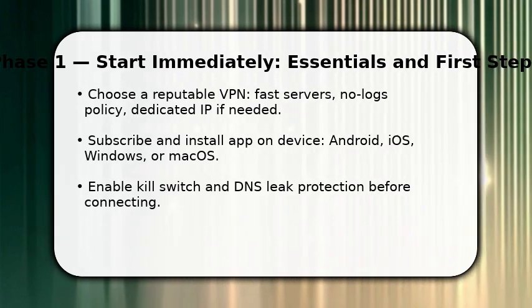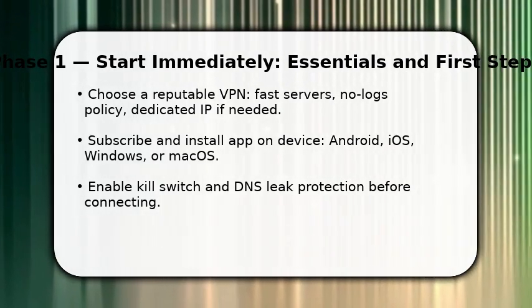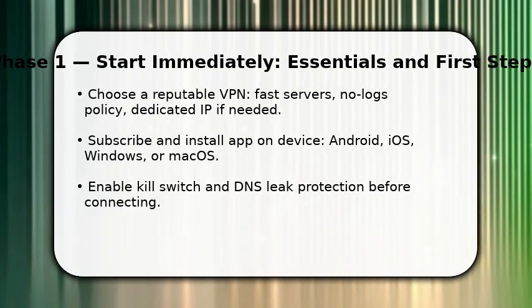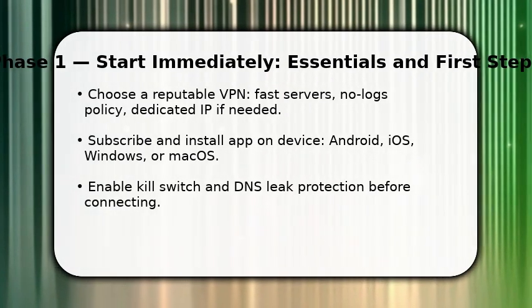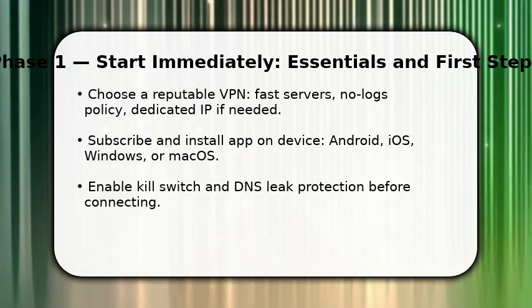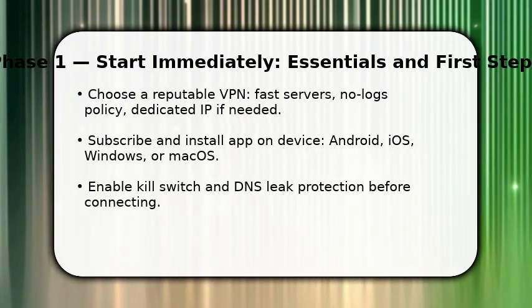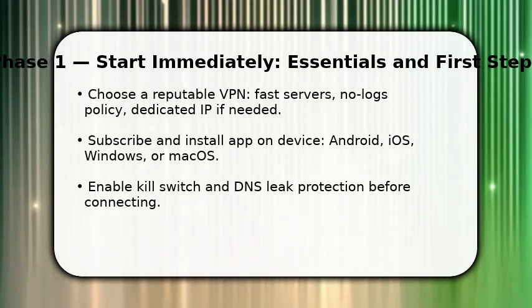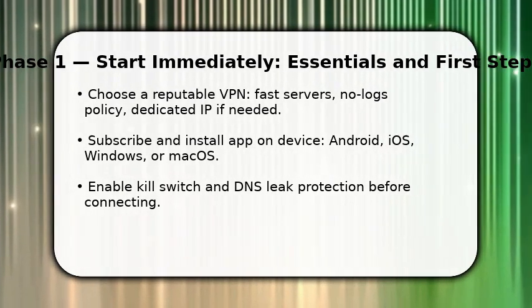You start by picking a reputable VPN with fast servers and a strict no-logs policy. This protects your account and data. Once subscribed, install the app on your device, Android, iOS, Windows, or Mac OS, and sign in. Make sure to enable the kill switch and DNS leak protection in settings so your real IP never leaks.